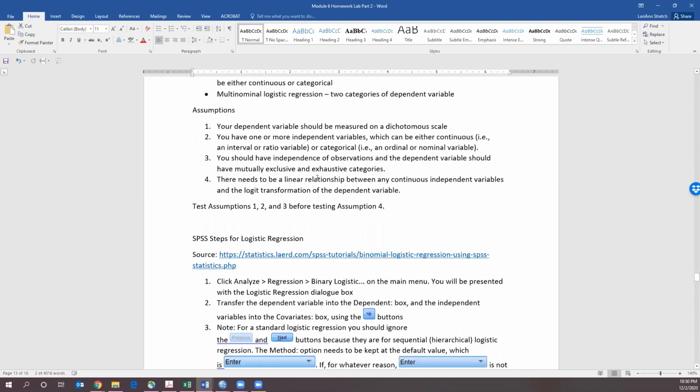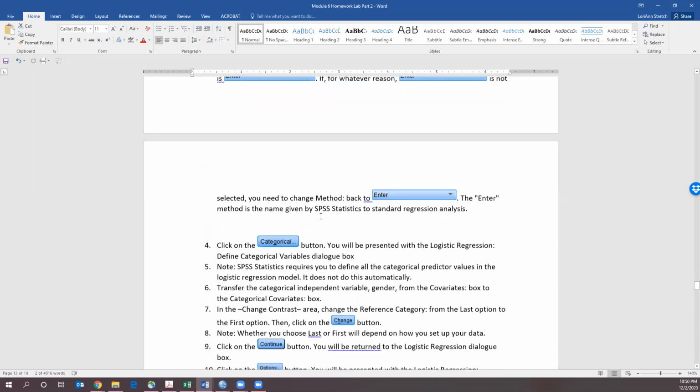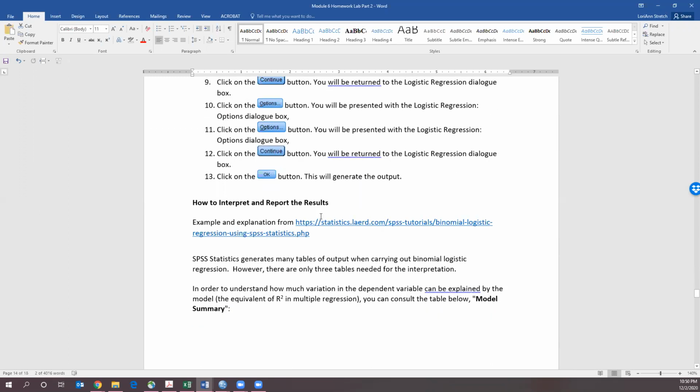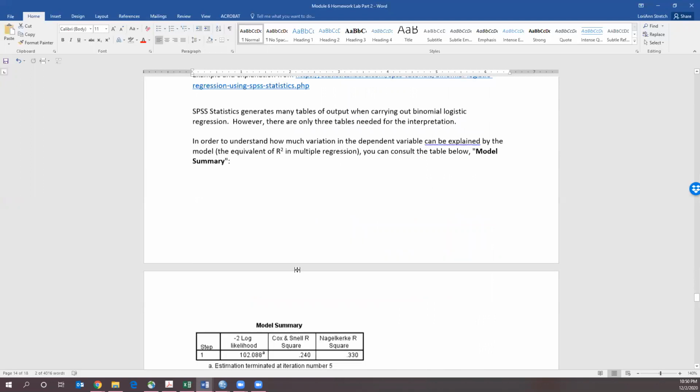So, all right, these are the instructions for how to do a logistic regression. I've entered those in here for you, and then I've given you an example and an explanation, which is pretty solid and pretty good. Let's go through a few of those things.